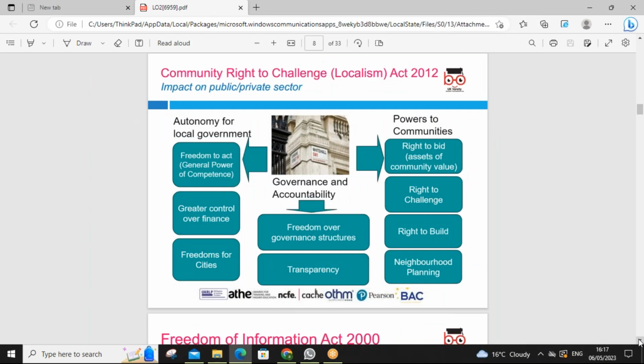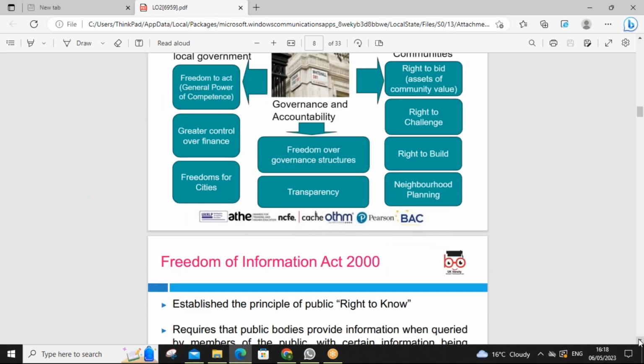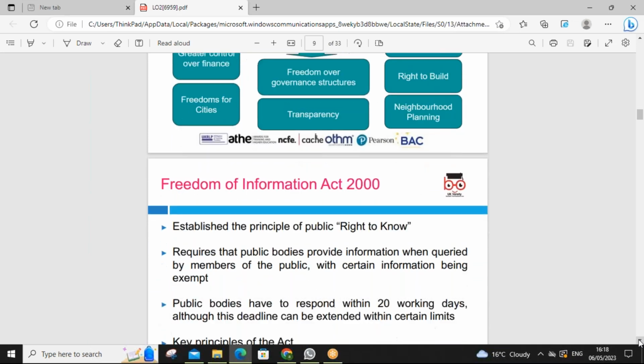So, the community right to challenge under this act gives autonomy for local government: freedom to act, a general power of competence, greater control over finances, and freedom for the cities. Cities have their own budget and their own procurement system that needs to be followed. On government and accountability, there is freedom over governance structure and transparency. It is more about transparency, not getting commission and bribery. That is the key purpose of it. Then the right to bid for community assets, the right to challenge, the right to build, and neighborhood planning.